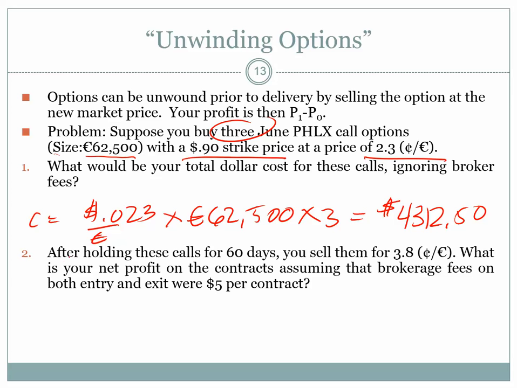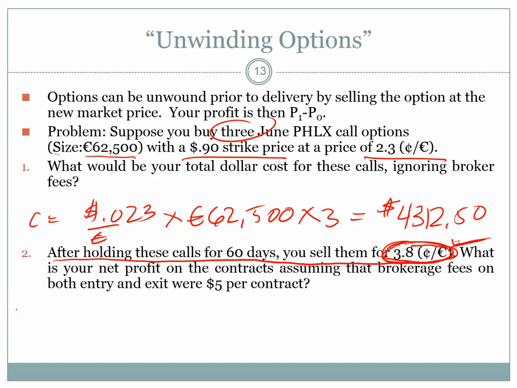Now, after holding these options for 60 days, before they have matured, you go out to the Philadelphia Exchange and see that the options are currently selling for 3.8 cents. All right, so this is not the price of the euro. This is the price of a call option for June delivery, 90-cent strike, at 3.8 cents. Well, then you can just sell the option for 3.8 cents. You're not exercising the option. You're just selling the option to somebody else who'll hold it to maturity.